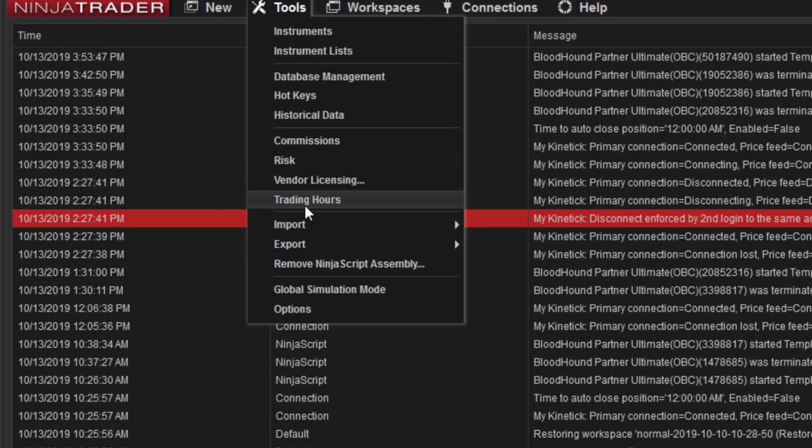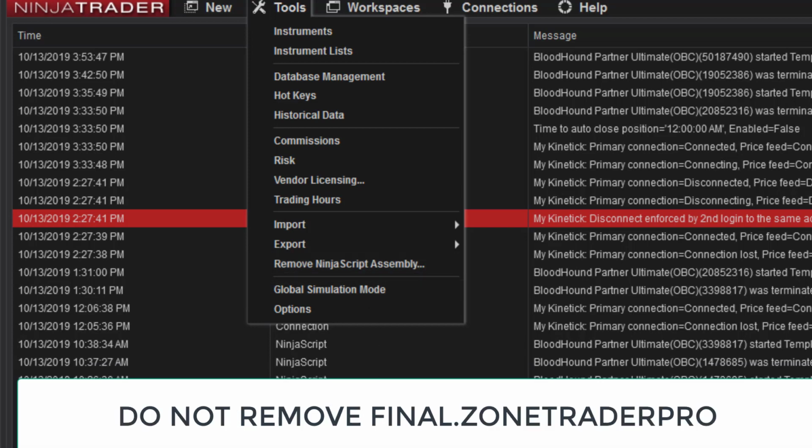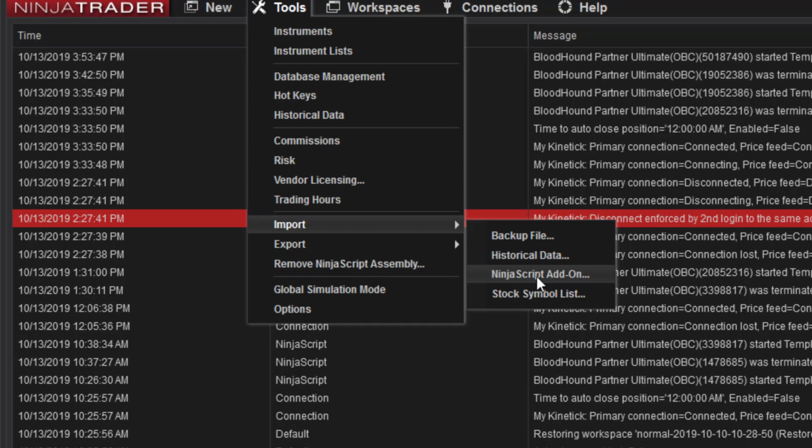Very simple to install the software, but what you first want to do is come to the Tools menu, remove NinjaTrader Assembly, and you want to remove the assembly that says ZoneTraderPro NT8. It might also say ZoneTraderPro NT8 Distribute on it. I do not want you to uninstall the one that starts with the word final.ZoneTraderPro. That is the price patterns, and that needs to stay where it is. After you've uninstalled the old version, shut down Ninja, restart, and import the Ninja script add-on.